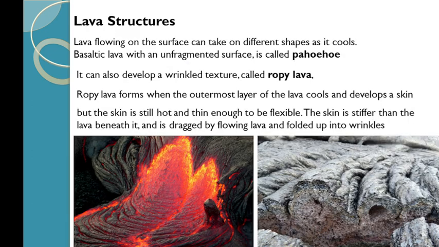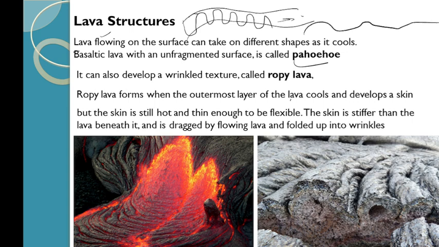Now lava structures. Lava is flowing on the surface in different shapes, in cool basaltic lava with an unfragmented surface, like pahoehoe. Lava structure forms when lava is flowing in a region. Why does this type of lava structure form? Because the lava is flowing slowly, the viscosity is high, so it does not move quickly. The lava flows slowly.